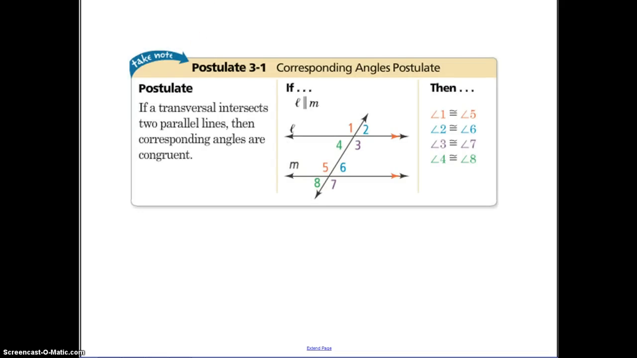Well, we talked about corresponding angles, and last time we said that our corresponding angles are in the same position, such as 1 and 5, 2 and 6, 4 and 8, 3 and 7. Now, whenever you have parallel lines, all of these corresponding angles end up being congruent to each other. So angle 1 is congruent to angle 5, angle 2 is congruent to angle 6, angle 3 is congruent to angle 7, and angle 4 is congruent to angle 8.